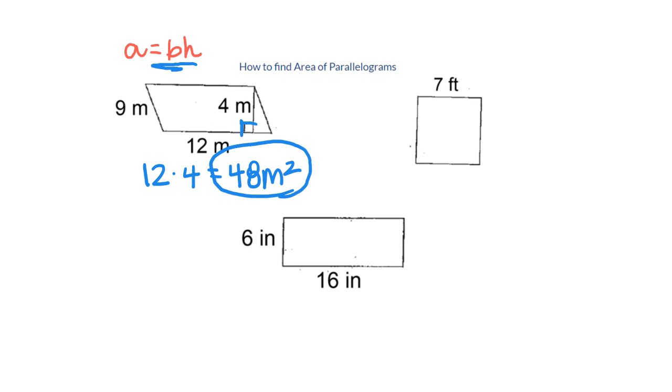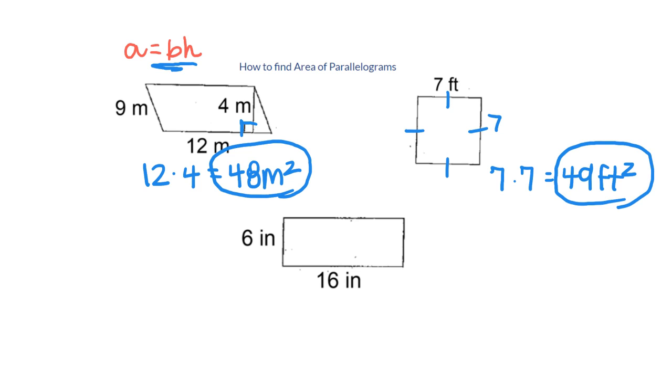The next shape is a square. Remember, on a square, all of the sides are equivalent to one another. So my base is 7 and my height would be 7. So to find my area, I will multiply 7 times 7 and get 49 feet squared.